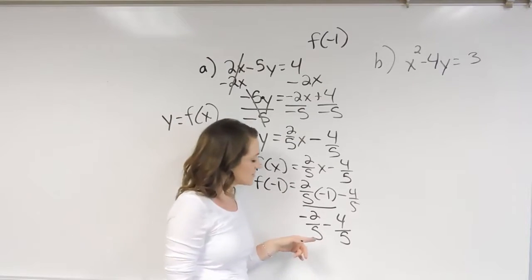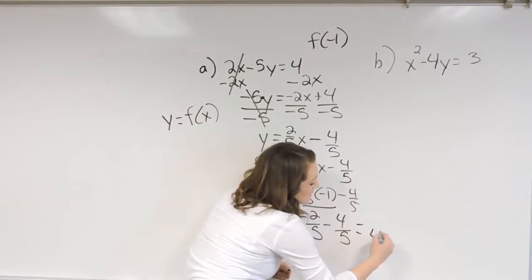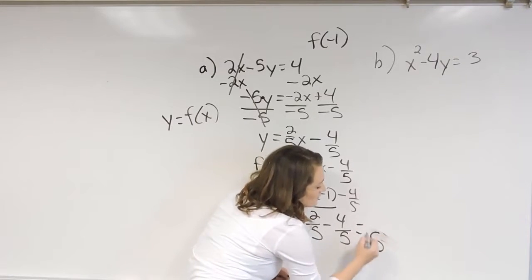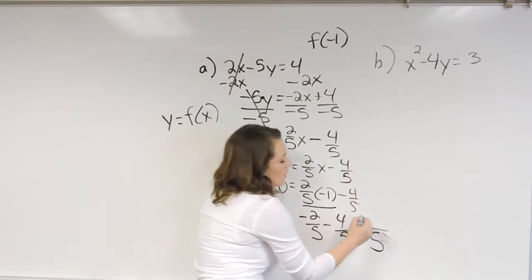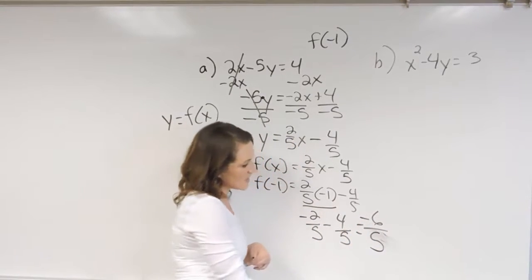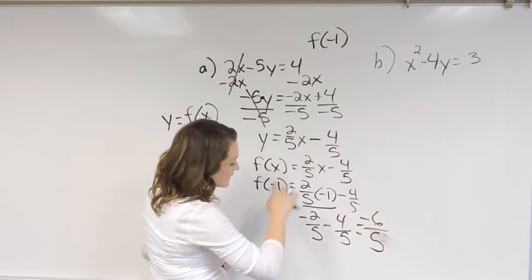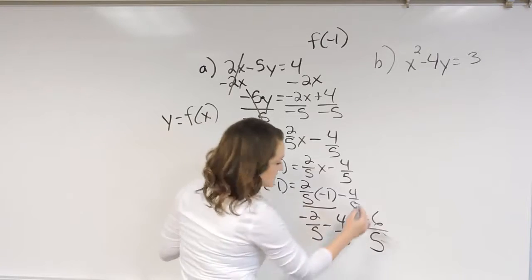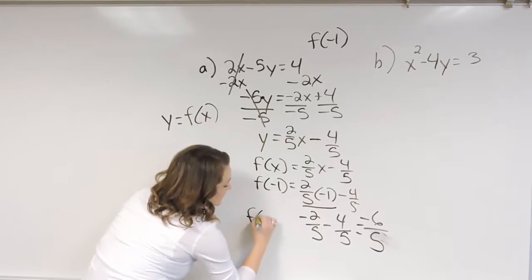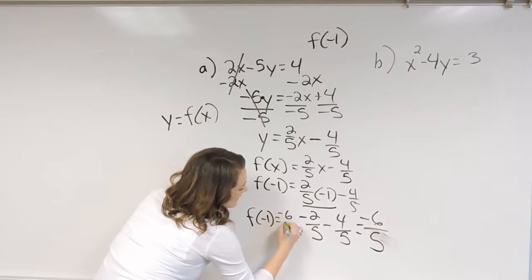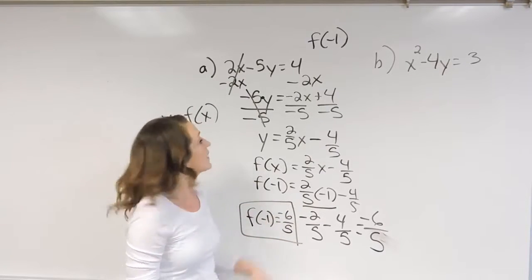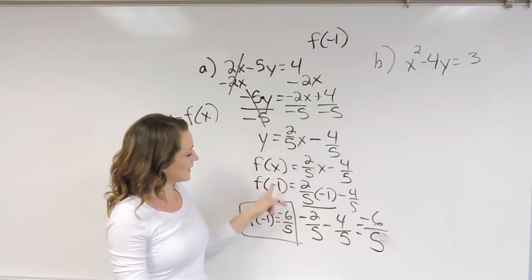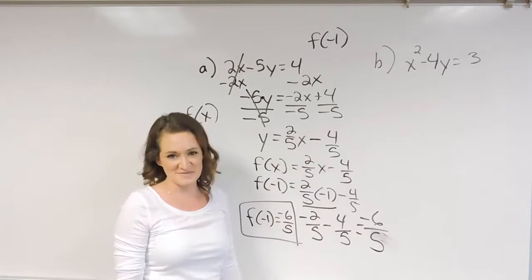So we have common denominators, which means we can just move our denominator over. Negative 2 minus 4 is a negative 6. So therefore, f of negative 1 is a negative 6/5. So you can write it like this: f of negative 1 is a negative 6/5. So solve the equation for y, plug in the value for x, and simplify.